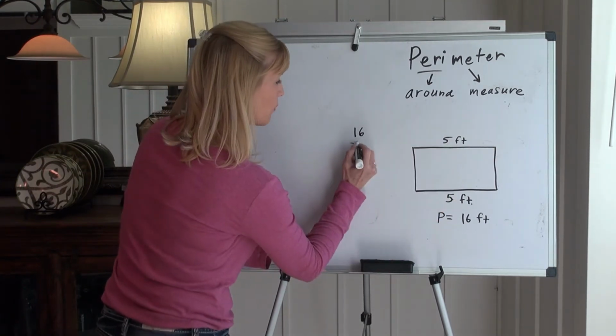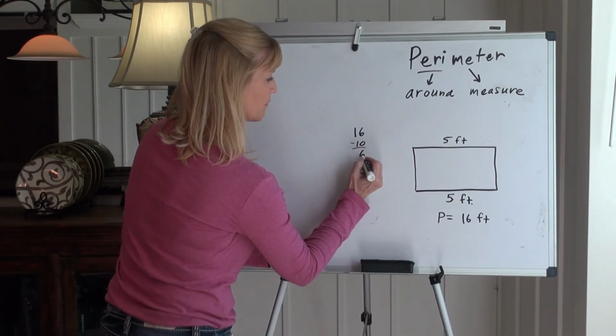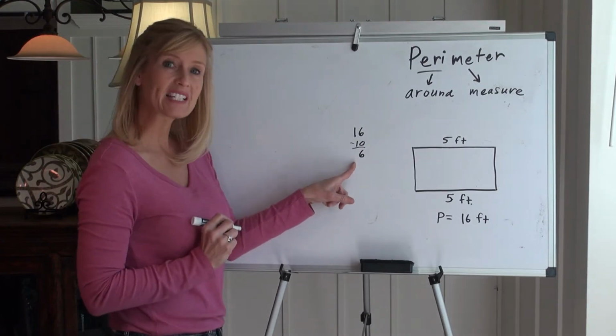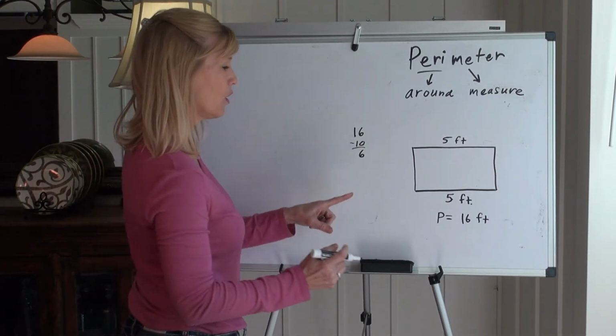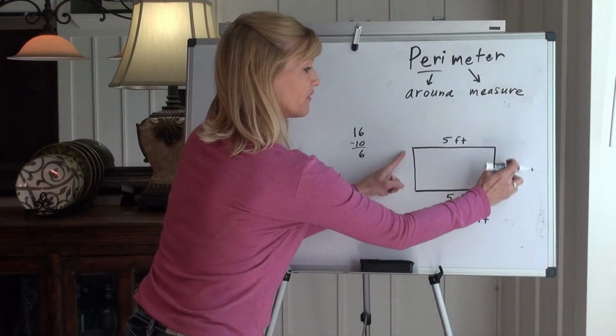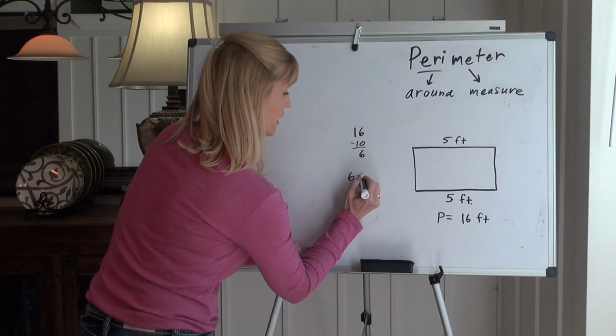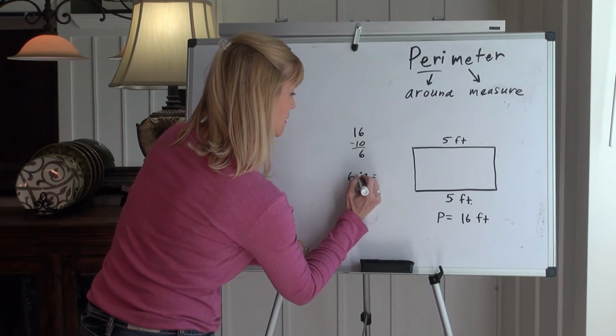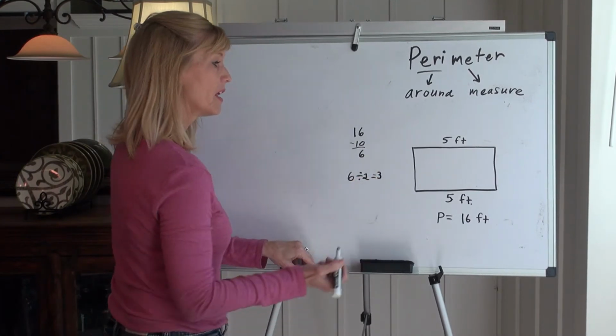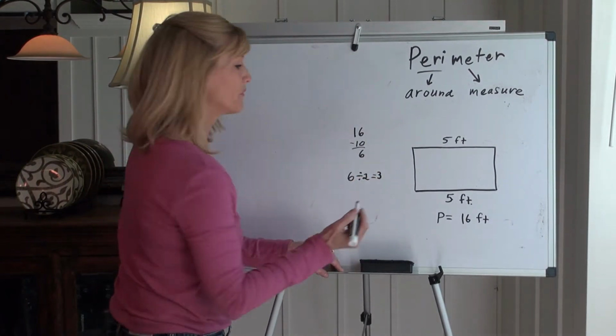So if I take what I already know out of the total, that leaves me 6 feet. Well, 6 feet has to be divided up between these two sides. Well, 6 divided by 2 sides is 3. So let's go plug in those numbers and see if it works.